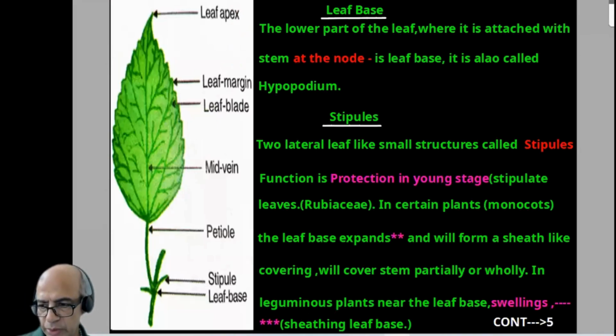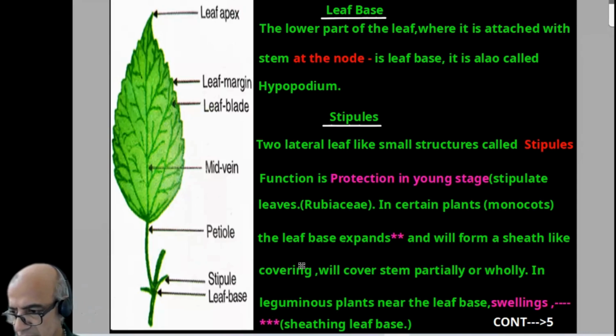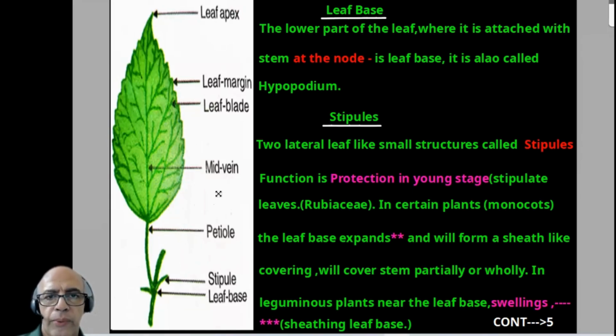We can start with the leaf. A photograph is there, so it will be easy for you because when I explain all the parts side by side, I put this photograph for your easy reference. So leaf base. When the term leaf base comes, we can easily guess it is the lower part of the leaf where it is attached to the stem at the node. See, this is the leaf base. This is the leaf base attached to the stem at the node. I think that position is clear. That is why I put this diagram, from NCERT only. Now, it is also called hypopodium.